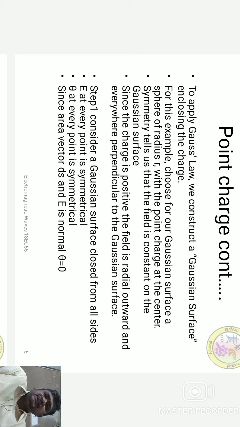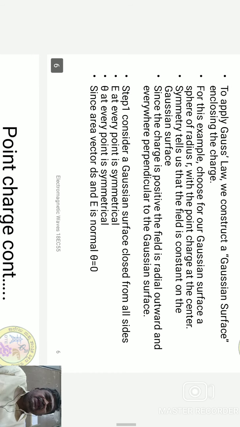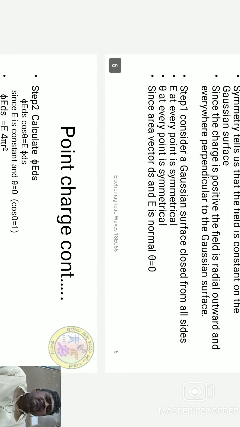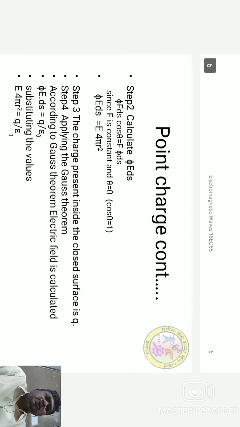As I said, there are 4 different steps. We need to remember these 4 steps when we apply the Gauss law for the calculation of the electric field. The very first step is that we need to consider a Gaussian surface closed from all sides, where the E value is symmetrical and theta is also symmetrical at every point. Since E and the area vector ds are normal, my theta value is going to be 0.